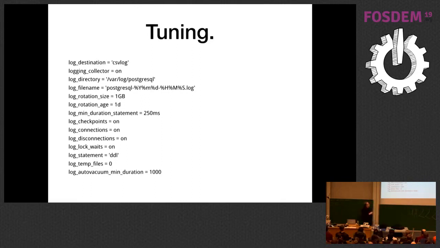Do log all checkpoints, all connections, all disconnections, unless you have a really noisy connect in and out kind of thing, and you don't. And that creates a huge log volume, but you should probably fix that problem rather than turn the logging off. Otherwise, you're kind of sticking your fingers in your ears and saying, la, la, la, I don't have a connection problem. Lock waits, again, if your logs are being choked by a huge volume of lock waits, fix the lock waits, don't turn off logging. And same for temp files and autovacuum. So just cut and paste this.